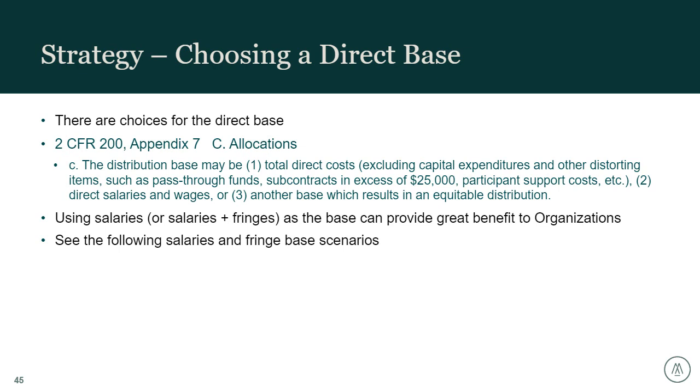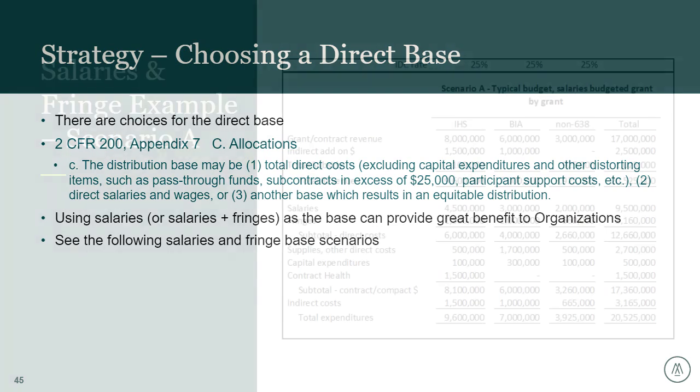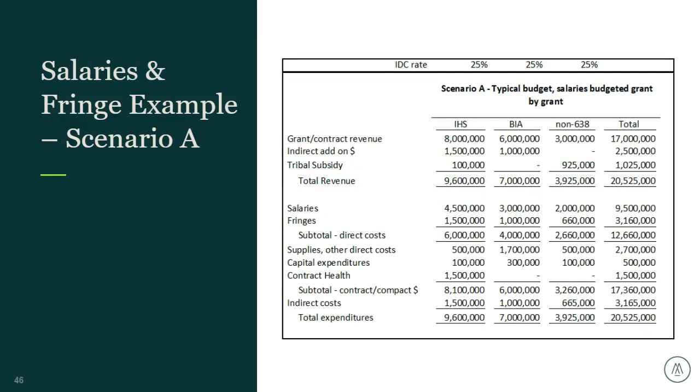So I would like to walk us through the example when we would use salary or salaries and fringes as the base that can provide better benefits to organizations. Okay, so two scenarios. And again, I apologize for a lot of numbers here. We are accounting a lot of numbers. I will try to, again, point out those areas that will show the benefits to your organization.